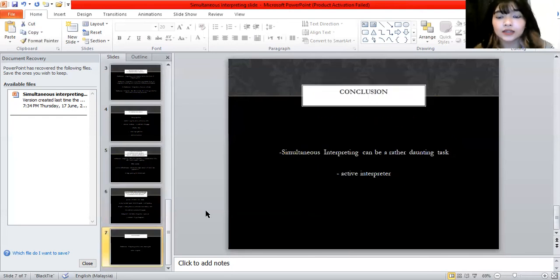And the last is the conclusion. Simultaneous interpreting can be a rather daunting task. And the last is active interpreting. An interpreter has to be active all the time because simultaneous interpreting can be in any situation, and they must be active and just be prepared themselves.